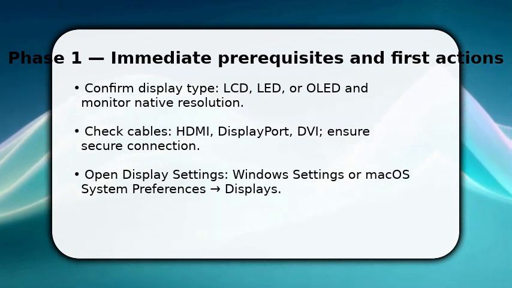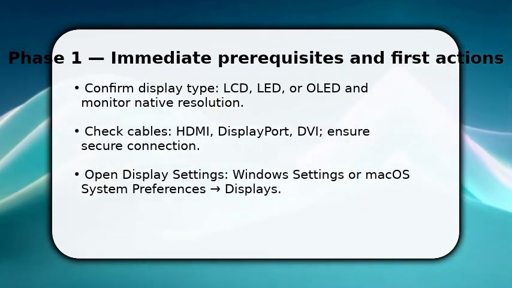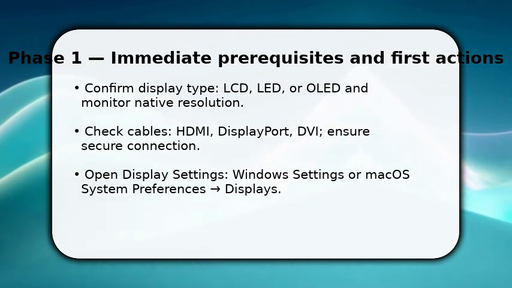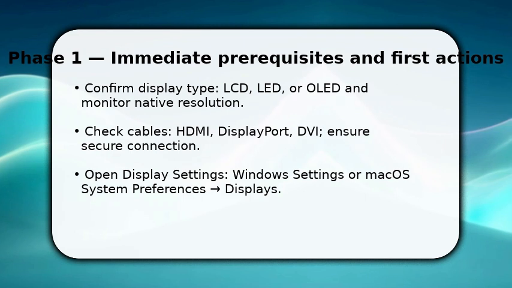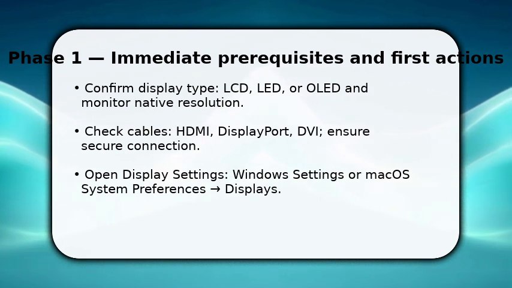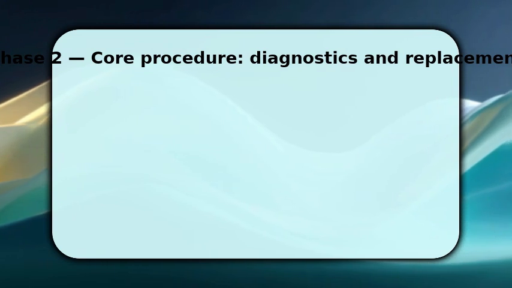Now open Display Settings. On Windows, press Windows key + I, then System, right arrow, Display. On macOS, choose Apple menu, right arrow, System Preferences, right arrow, Displays. You want to see current resolution and scaling options immediately, so you can change only what the hardware supports and avoid distorted output.